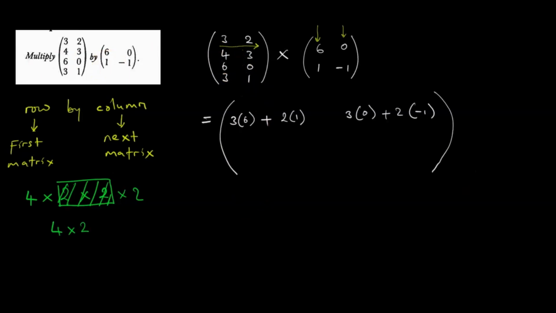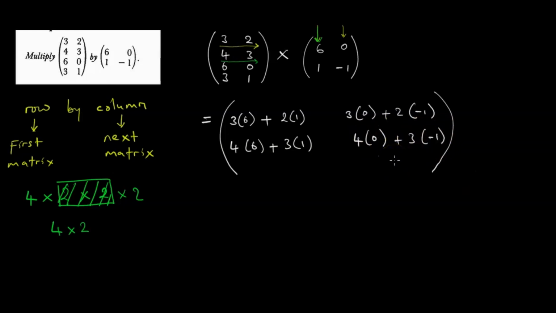We go to the second row here. We take this second row, we multiply it by this column, okay? That means 4 times 6 plus 3 times 1, like that. Then to get the element here, we are going to take this row again, multiply it by this column. That means it's 4 times 0 plus 3 times minus 1.